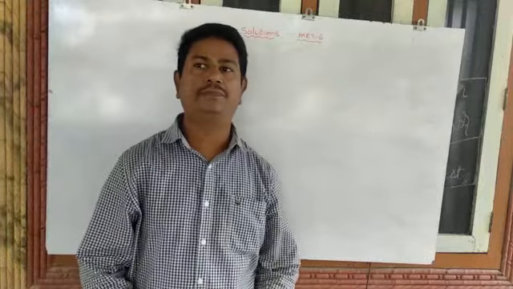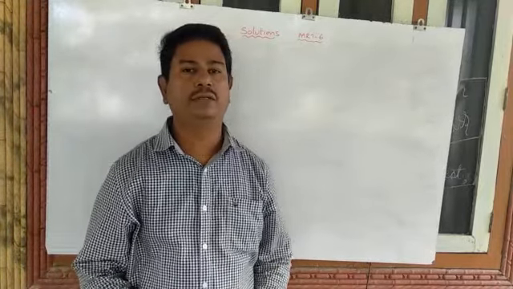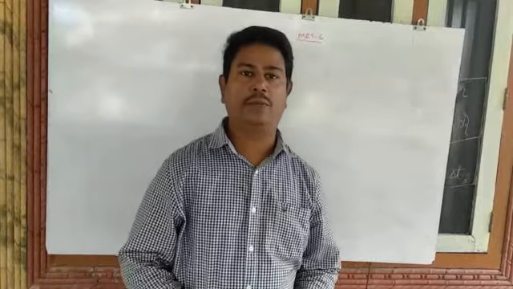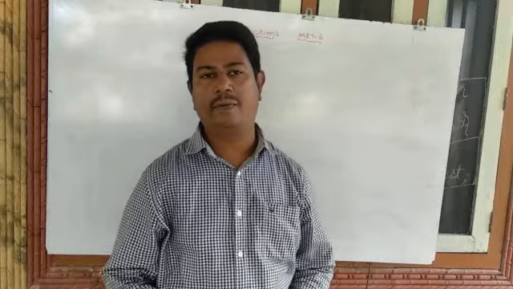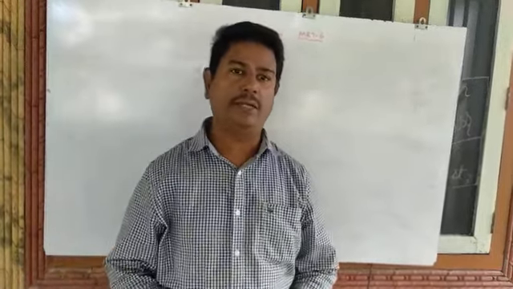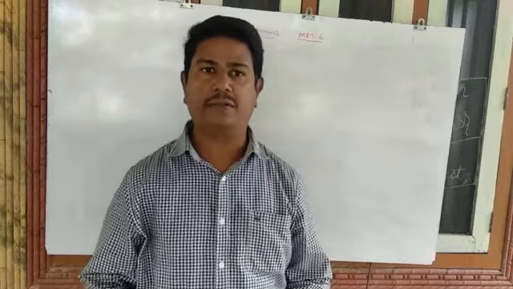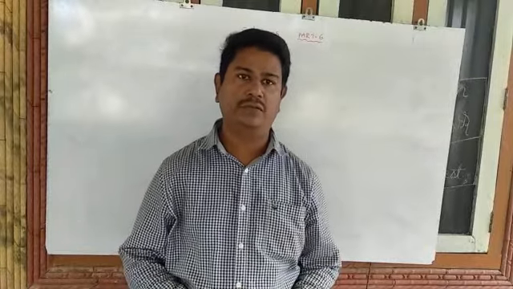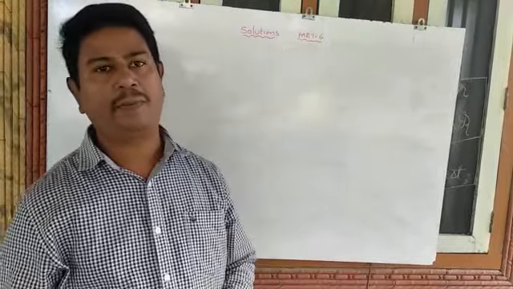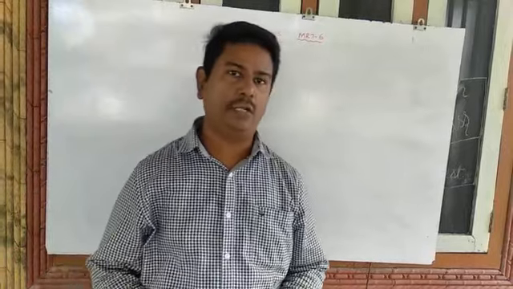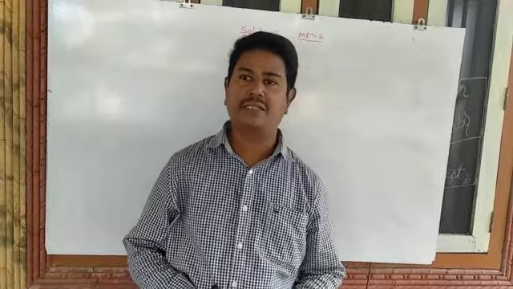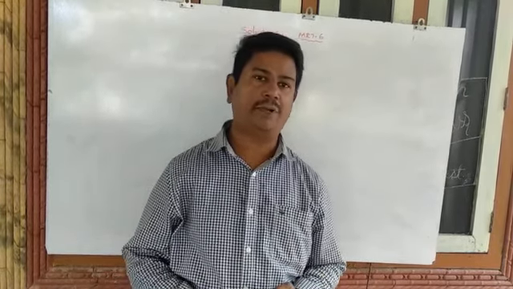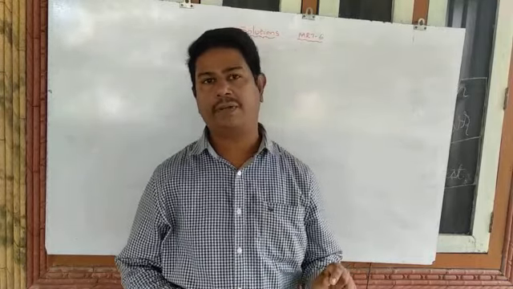Okay, good morning students. In our previous video, we discussed the four colligative properties: relative lowering of vapor pressure, elevation of boiling point, osmotic pressure, and depression of freezing point. Out of these four, we already discussed relative lowering of vapor pressure as well as elevation of boiling point. In this session, we discuss two more important colligative properties, that is osmotic pressure and depression of freezing point.